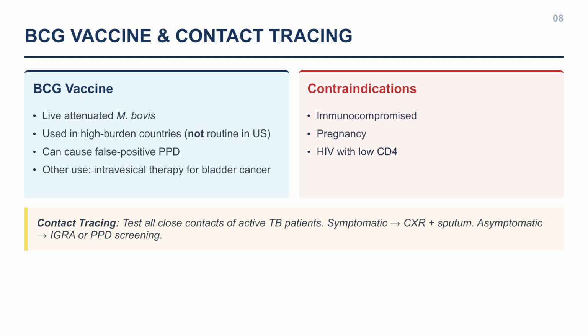For contact tracing, test all close contacts of active TB patients. Symptomatic contacts get a chest X-ray and sputum testing. Asymptomatic contacts get IGRA or PPD screening.